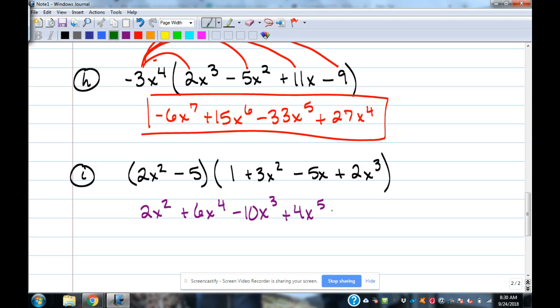Negative 5 times 1, negative 5. Negative 5 times positive 3x squared, negative 15x squared. Positive 25x, negative 10x cubed. A lot of stuff there. A lot of places to make a sign mistake, not just in the multiplication, but when you combine like terms.